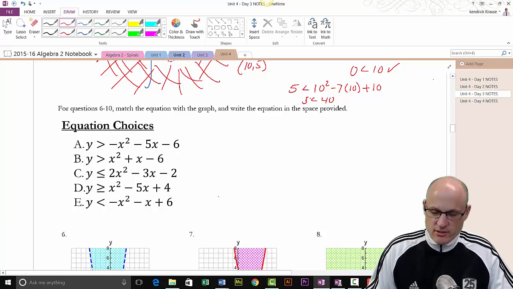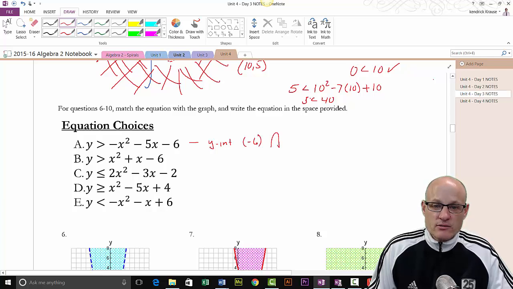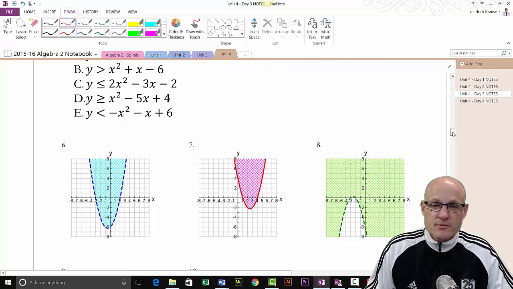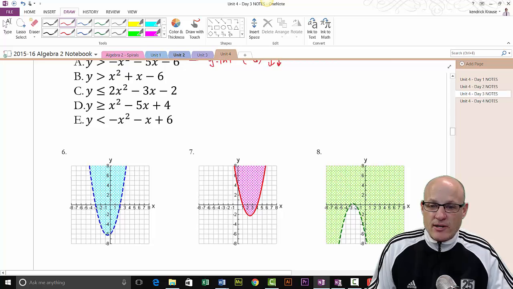So this one here is, let's see, it's got a y-intercept of -6. It's going to be going down. And since it says greater than, I want to shade above. So I need to find a graph that's shaded above, it's going down, and has a y-intercept of -6. Well, this looks like a possibility. This looks like a y-intercept of -6. It's coming down, and it's shaded above.